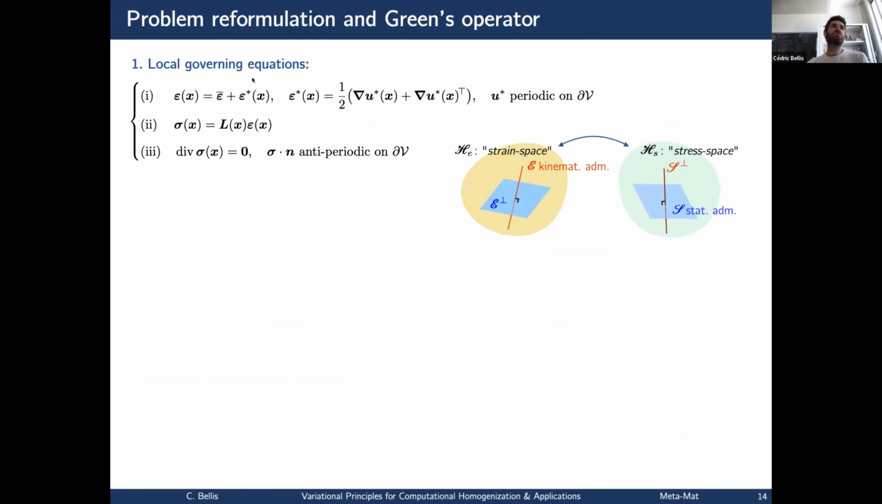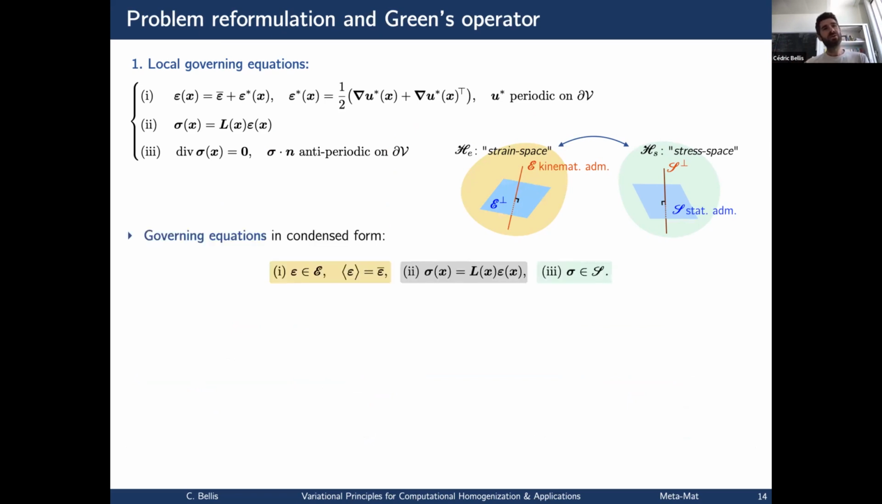If I go back to the local governing equations and keep in mind the decomposition I've just described, then we can rewrite the governing equations into a condensed form, saying that the strain that I am looking for belongs to the kinematically admissible parts. The stress is statically admissible, so it's in the blue subspace here. And the relation between the two is given by the constitutive relation.